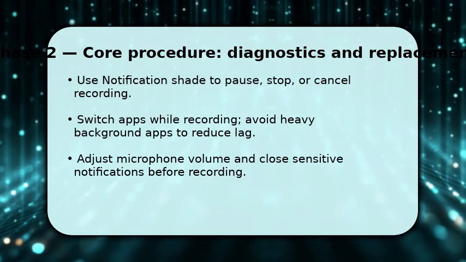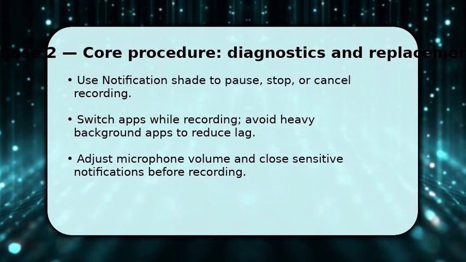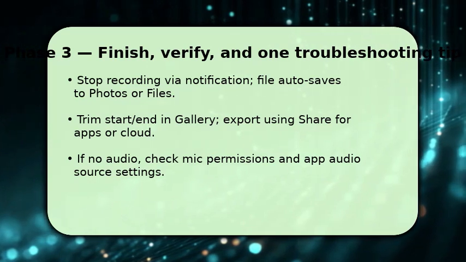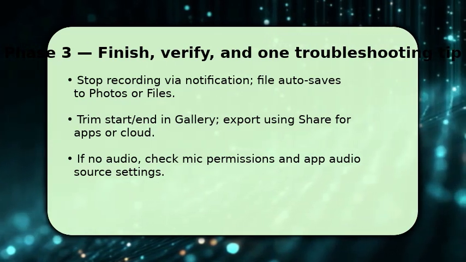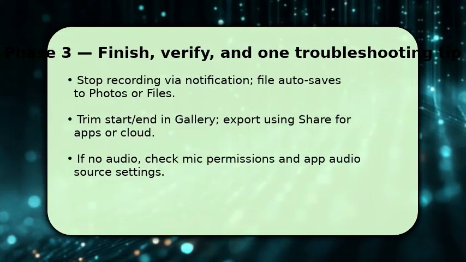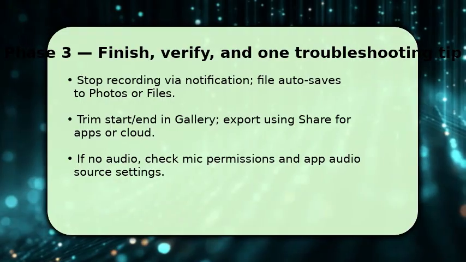When you finish, pull down the notification shade and tap Stop. The file automatically saves to your Gallery or Files app. Once saved, open the clip and trim unwanted start and end sections. Use the built-in editor for quick cuts, and then export or share to cloud, messaging, or editing apps.